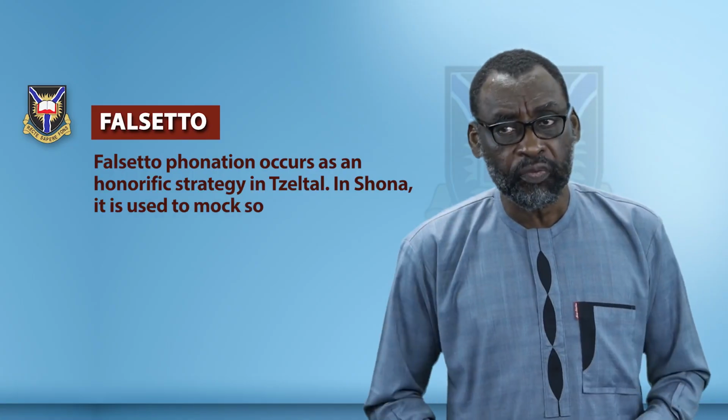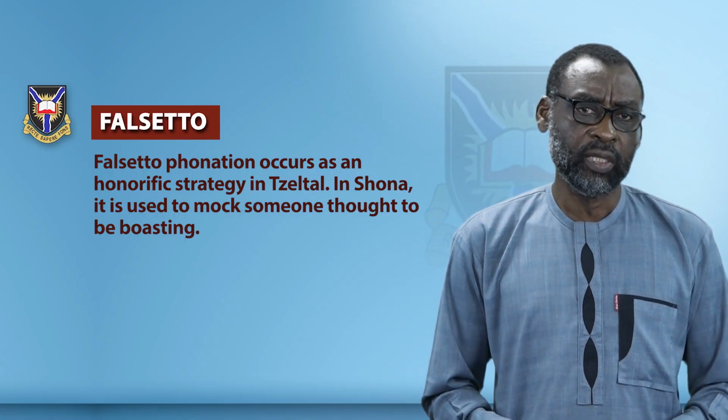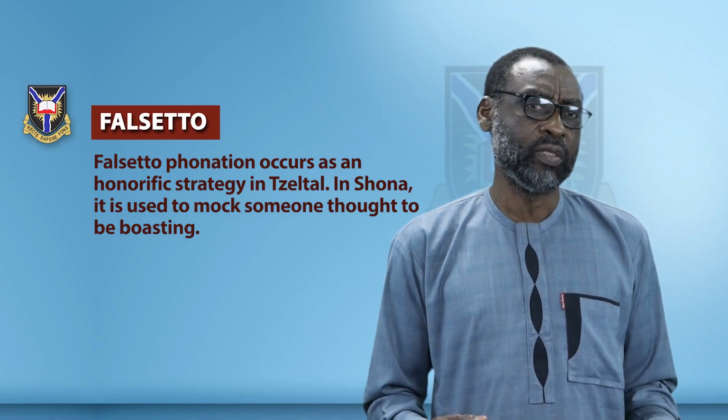The glottis is often left very open, leading to a slight whisperiness, and subglottal pressure is characteristically lower than in ordinary voice phonation. Falsetto phonation occurs as an honorific strategy in theatre. In Shona, it is used to mock someone thought to be boasting.